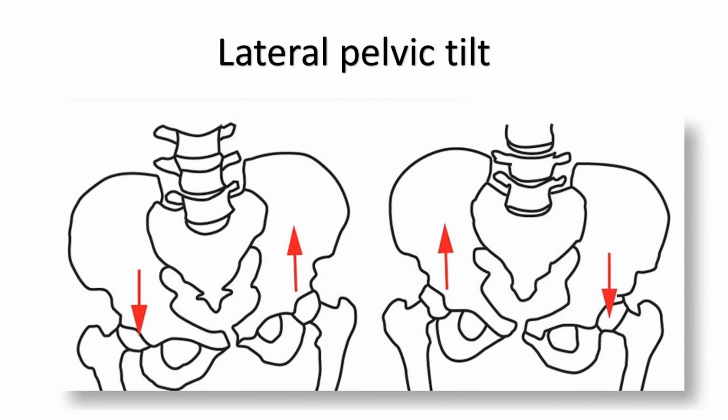Lateral pelvic tilt. In lateral tilt of the pelvis, one hip joint serves as the pivot point or axis, and the opposite iliac crest elevates or drops. If one is standing on the left leg, dropping the pelvis on the right results in adduction of the left hip joint.